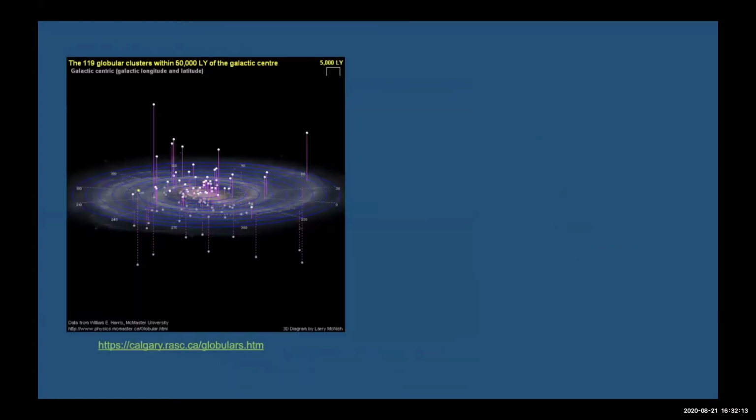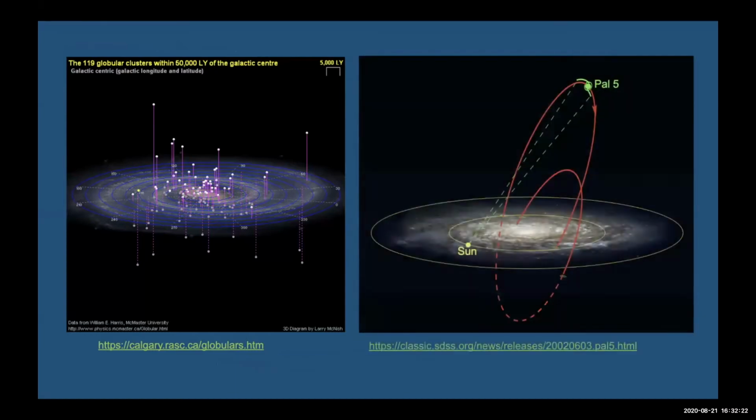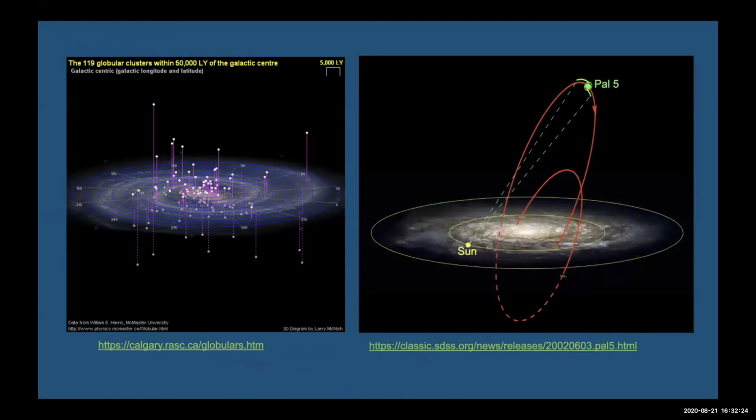Taking a look at the position of globular clusters within the Milky Way, you can see that they're halo objects, meaning that they don't always fall on the disk. They also tend to have eccentric orbits around the Milky Way. For example, we have a possible trajectory of Palomar 5 highlighted in red in this picture here.